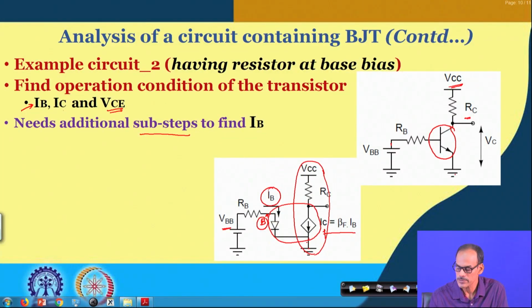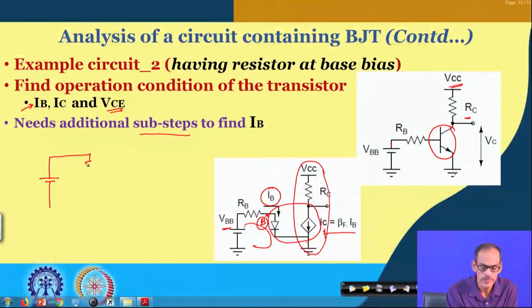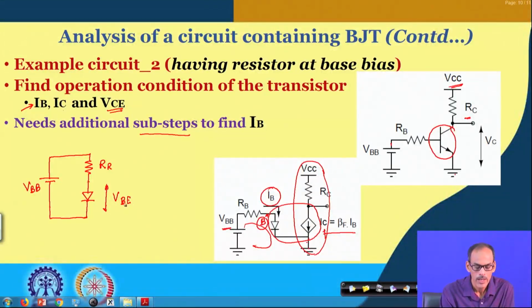So, what are the sub steps? In fact, you may consider this loop as an equivalent nonlinear diode circuit, which we have already discussed when we discussed simple diode circuit analysis, where instead of a diode we have the base to emitter junction diode. So, here we have VBB, we have RB, and then we have the diode here, and the drop across this, instead of VD, we may call VBE. And since it is nonlinear, again our task is to find this current and maybe this voltage.